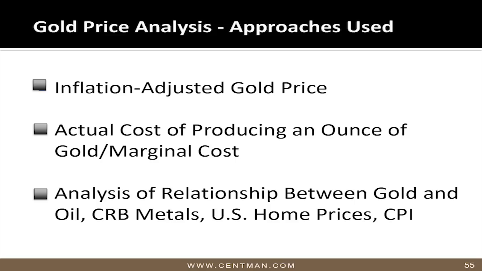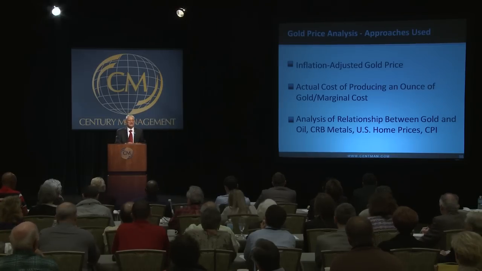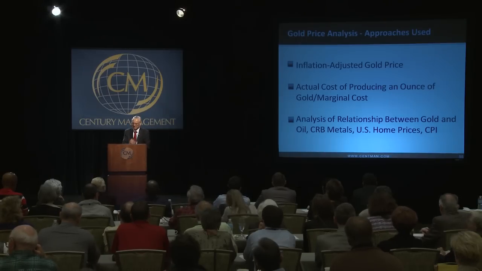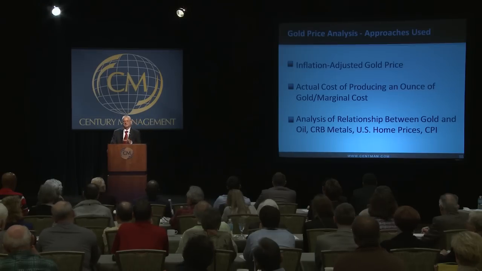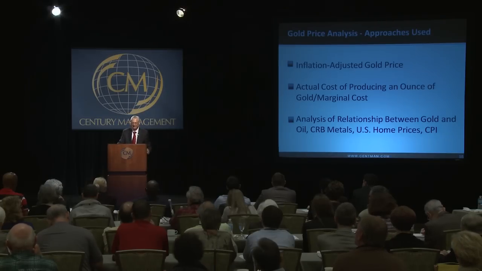Then we took the actual cost of producing. We've talked to gold miners, we've talked to people who do the accounting in gold, and we've read all the reports by the Gold Council. And so what we came up with is we know that whatever the cost of producing gold, which is about $1,100 to $1,200, called the marginal cost of gold, that is the actual cost of producing an ounce of gold. So we use that as a methodology.